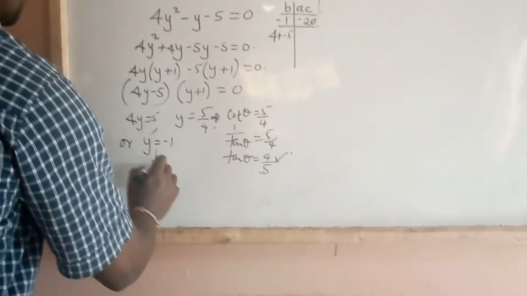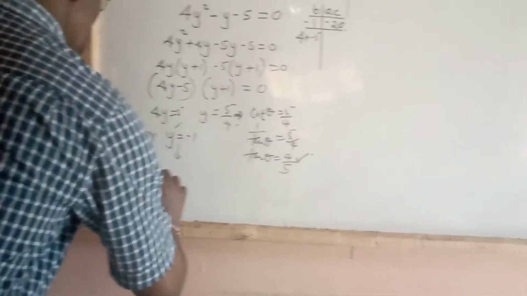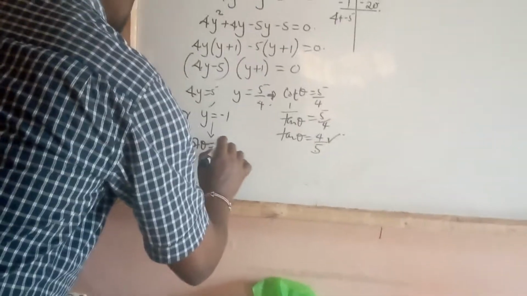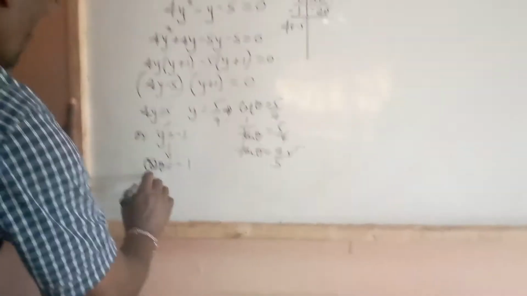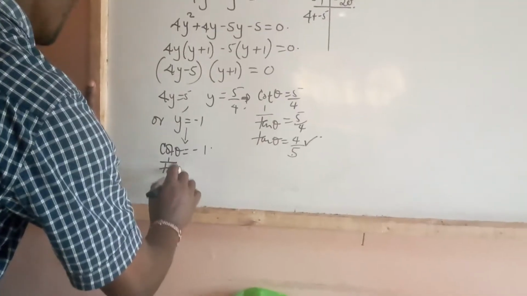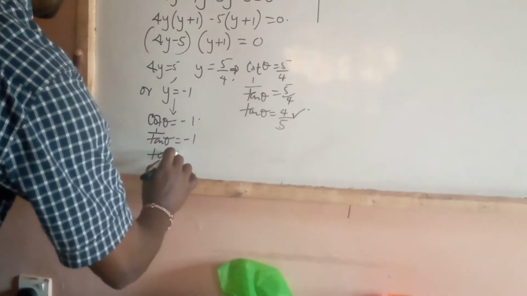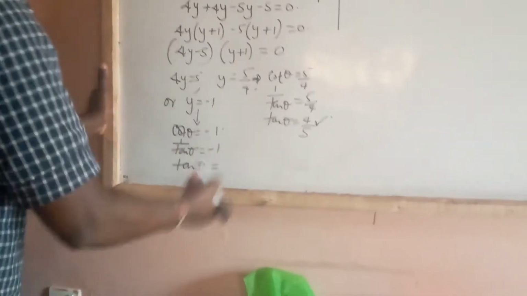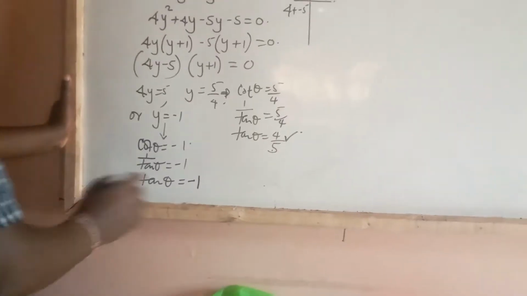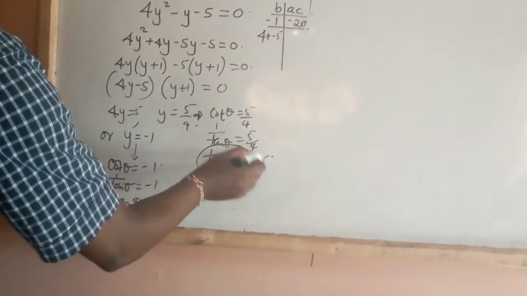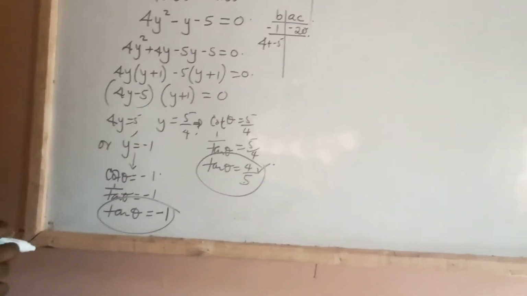If you use this y is equal to -1, again we are simply saying that the cot theta is -1. And this takes us to 1 over the tan of theta is -1, and clearly shows that the tangent of theta is 1 over -1, which remains -1. So we are going to work with this, and we are also going to work with this. There are two possible angles.